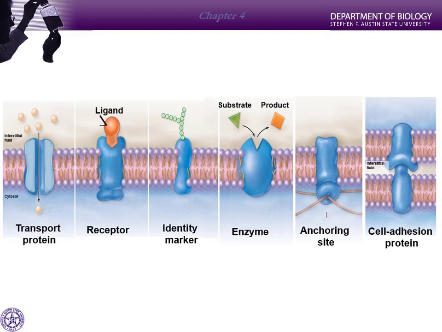All of these functions of our plasma membrane proteins are absolutely required for homeostasis and proper health in the human body.